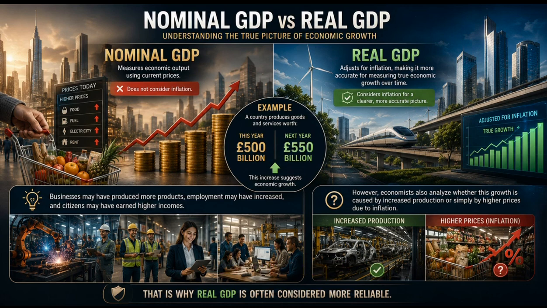For example, imagine a country produced goods and services worth 500 billion pounds this year and 550 billion pounds next year. This increase suggests economic growth. Businesses may have produced more products, employment may have increased, and citizens may have earned higher incomes. However, economists also analyze whether this growth is caused by increased production or simply by higher prices due to inflation. That's why real GDP is often considered more reliable.